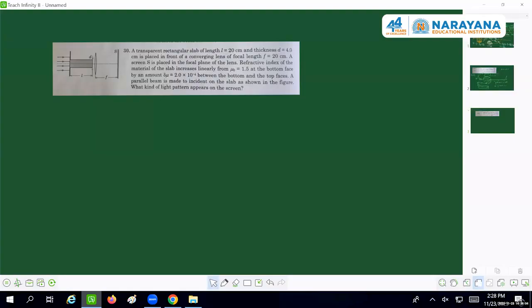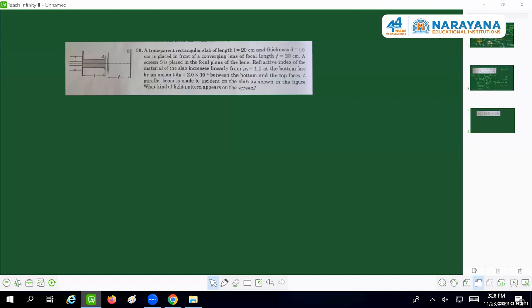It has a length of 20 centimeter and the thickness of the slab is 40 centimeter, right? D is given, L is given, and it is placed in front of a converging lens. And for the converging lens, at a distance of f, they have kept a screen. At a distance of f. Now, if the condition is given to you, this problem is very similar to an optics problem that was given in JEE this year, and this is from our class illustration only.